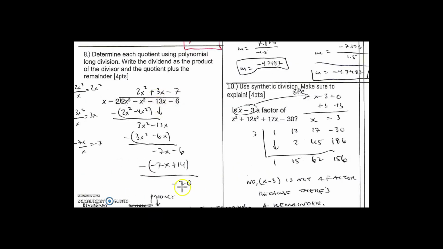All right, so this problem says determine each quotient using polynomial long division. So I wanted to see a long division.